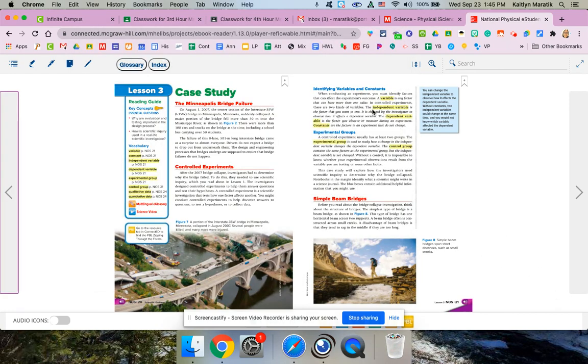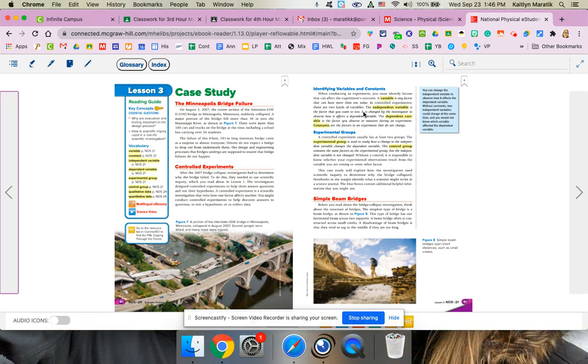There's two kinds of variables. The independent variable is one factor you want to test. It is changed by the investigator to observe how it affects the dependent variable. And then the dependent variable is the factor you observe or measure during an experiment. Constants are the factors in an experiment that do not change.